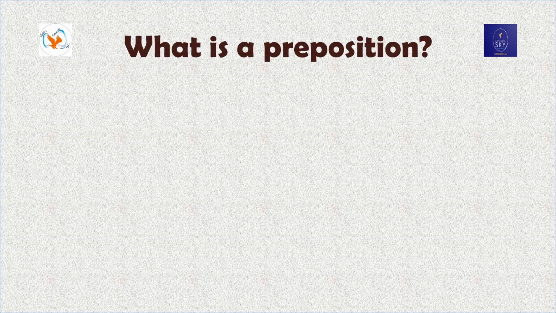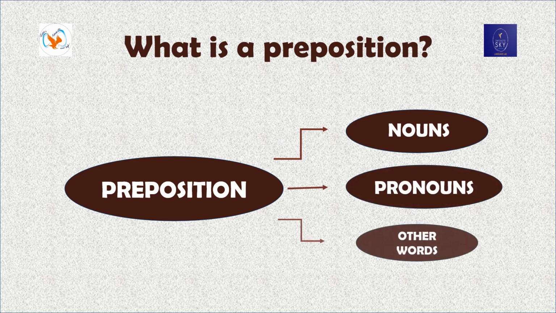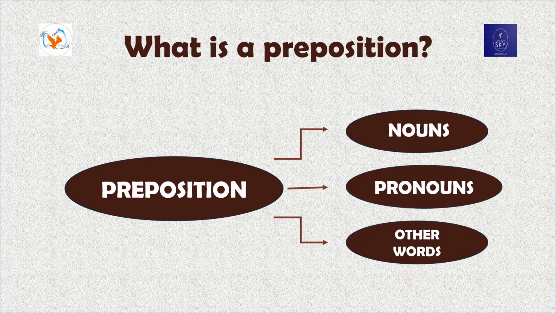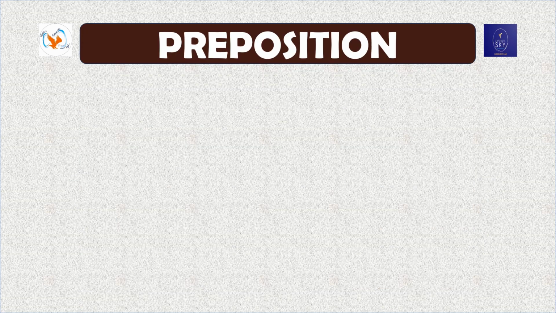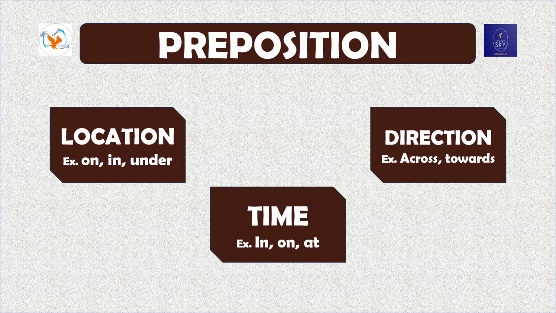Now let's understand what prepositions are. Prepositions are words that show the relationship between nouns, pronouns, and the other words in a sentence. Prepositions help us describe location, time, and direction. They are often followed by a noun or pronoun, creating what we call a prepositional phrase.